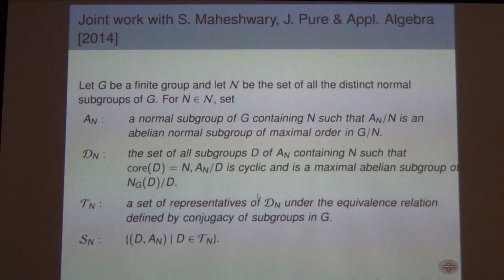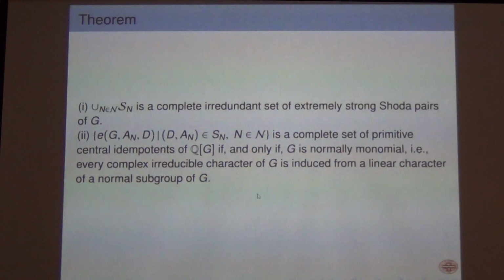give an entire recipe: what to do to find Shoda pairs, strong Shoda pairs, or extremely strong Shoda pairs, and an irredundant set. Irredundant set meaning you have to find one from each class which is giving you a simple component. So we were able to give this recipe. Of course, the theorem on cyclotomic algebras was there, due to Olivieri, del Río and Simón. We added one more constraint just to tell how to find those pairs of subgroups.